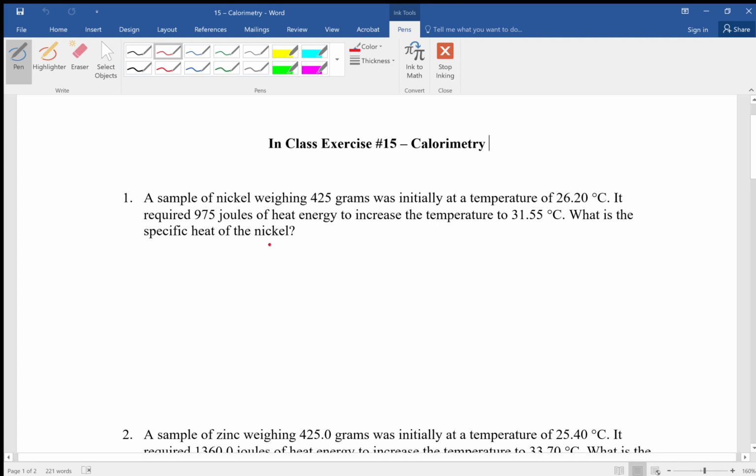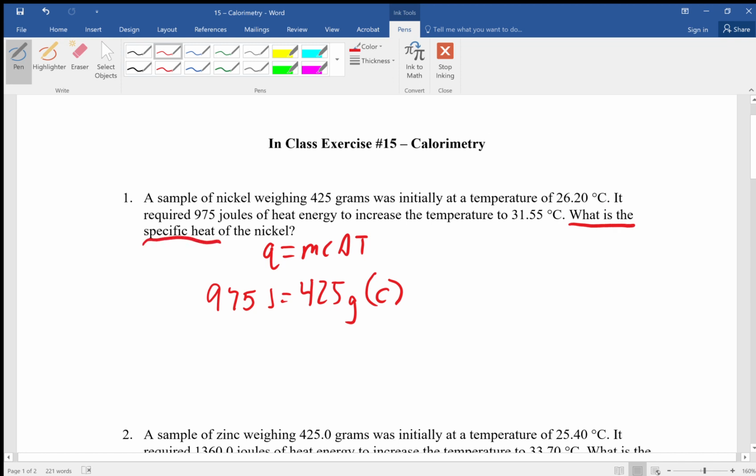So we recall Q equals mc delta T. Well, Q we know in this case, that's the energy, 975 joules. The mass is given as 425 grams. What's the specific heat capacity? Well, that we don't know. That's what we're trying to solve for. And delta T is just the difference in temperature between 31.55 and 26.2, which is 5.35 degrees Celsius.